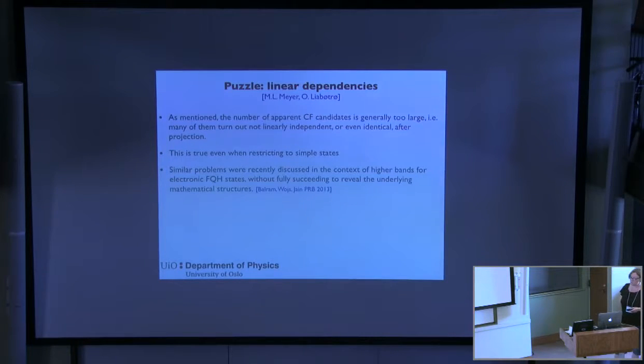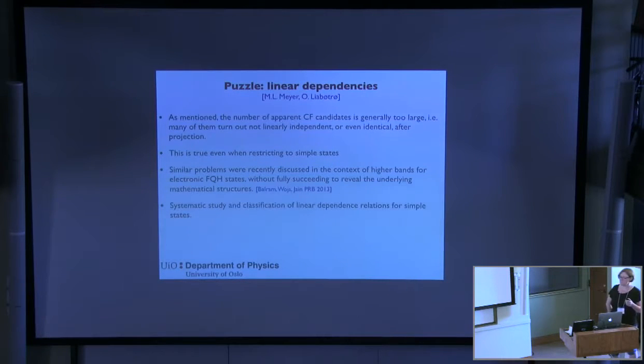And it doesn't only show up here. We discussed this with Janandra, who also discussed a similar problem in the context of fractional quantum Hall states for fermions in higher bands. And I remember this formulation from your paper, that there must be some as yet not understood mathematical structures in the composite fermion formalism, and I think that's roughly where we stand, really.